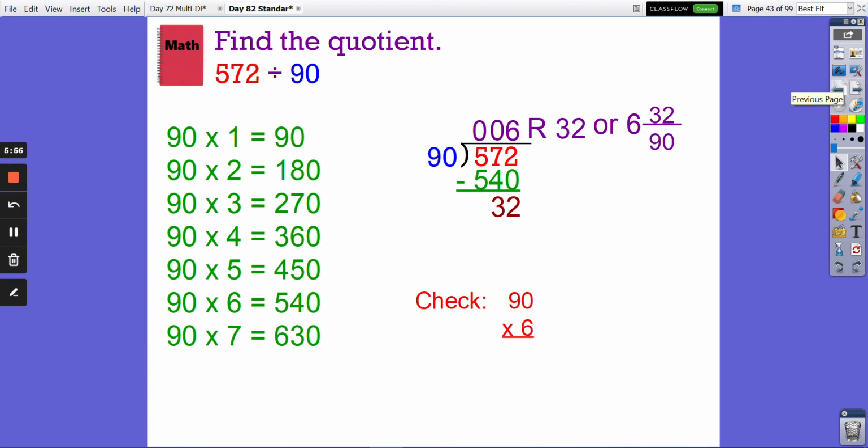Okay, so let's check our work. And remember, if we have a remainder, we add that in later. So we do 90 times 6. So let's use the pen. 90 times 6, okay? And we get 540, and then we're going to add in our remainder. And when we add in our remainder, we get 572.